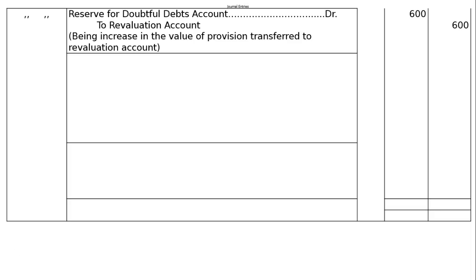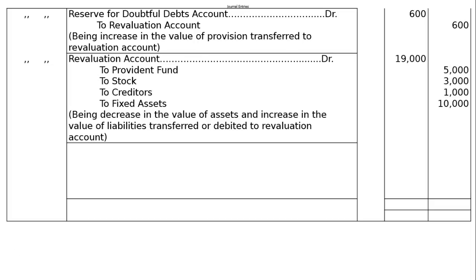Now, reserve for doubtful debt account debited to revaluation account, being decrease in the value of a provision transferred to revaluation account. It is a decrease in the value of a provision, because the reserve is reduced and it is a gain for the firm, hence transferred to the credit of the revaluation account.